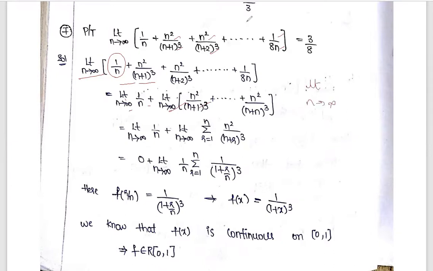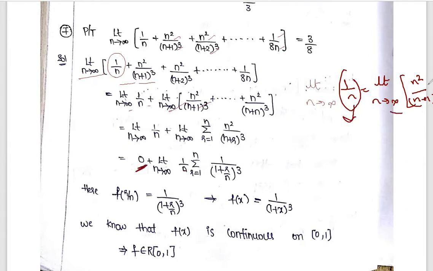You'll have limit n tends to infinity f of 1 by n is equal to limit n tends to infinity of the rest of all the things. What is that? n square by n plus 1 whole cube and plus so on. So for this, as n tends to infinity, this will be equal to 0. So that is what we got.